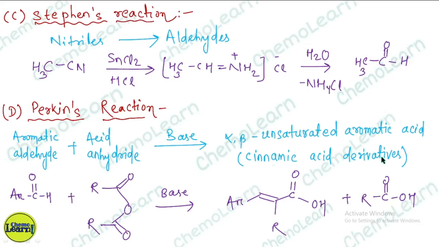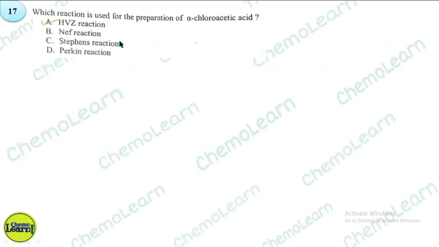So among these four options, option A will be the right one, that is HVZ reaction. Here we are getting alpha chloroacetic acid. Okay.